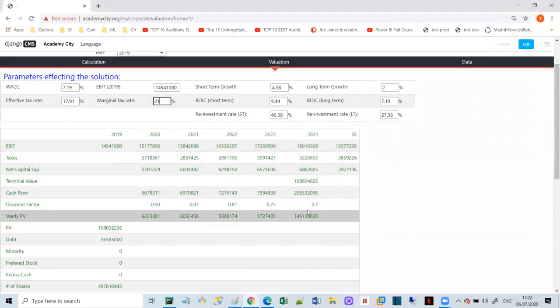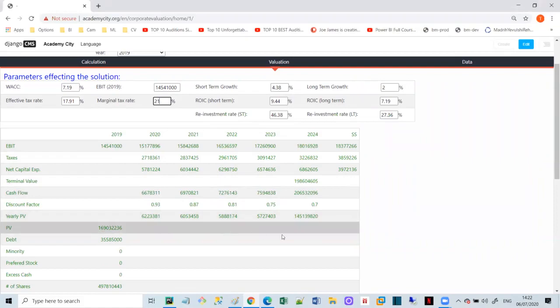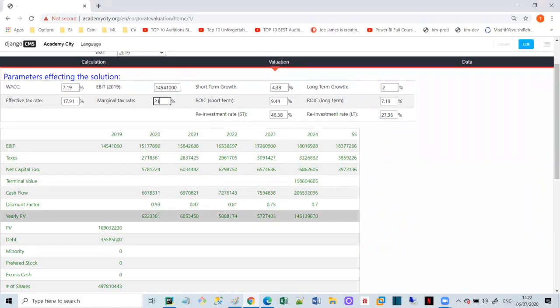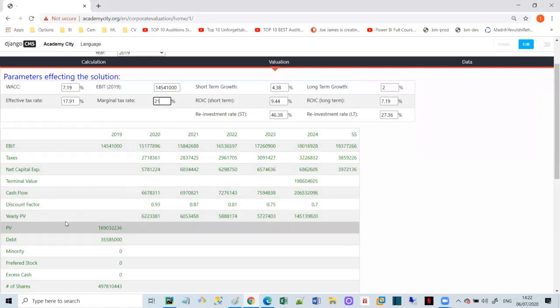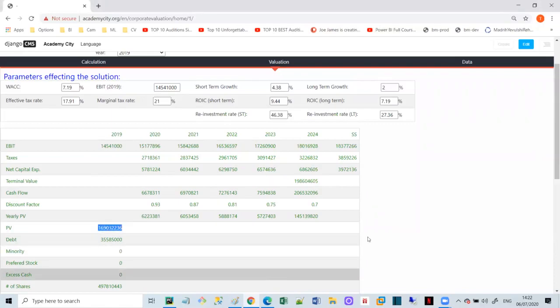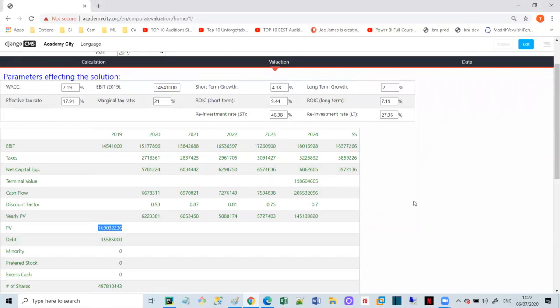Okay, we have the discount factor. We multiply it by the cash flow. We get the net present value of every cash flow as if it was paid in 2019. We add them all up. We get the present value. That's the value of the debt plus equity, plus if we had minority interest. Remember from the session we studied about acquisition. So that's the value of all those together.